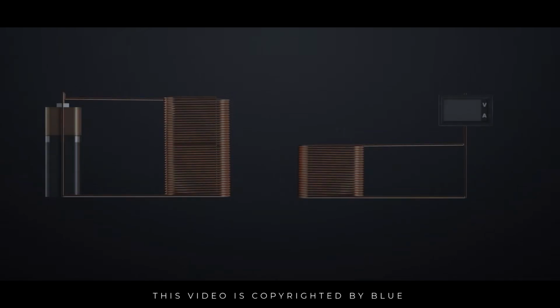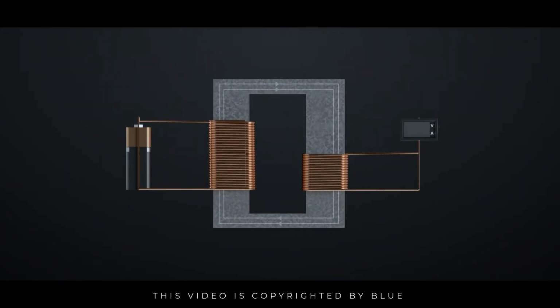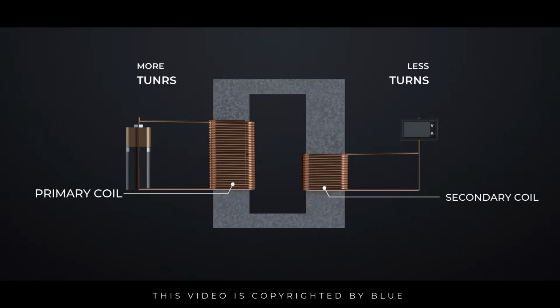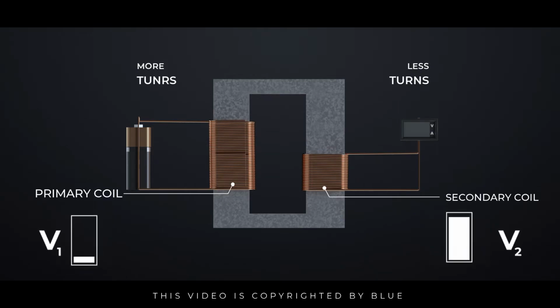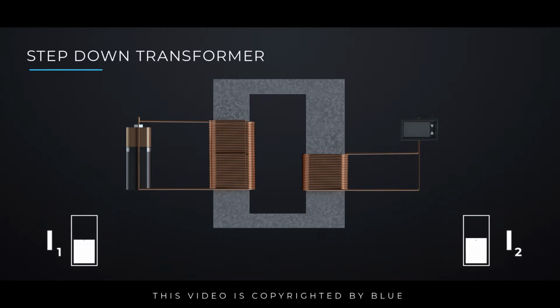To improve magnetic coupling, a metal core is placed between the coils, which gives a low reluctance path to the flux and improves magnetic coupling. As you can see, the left side has more turns while the right side has fewer turns. In this case, voltage decreases while current increases, but power remains the same. This is called a step-down transformer.